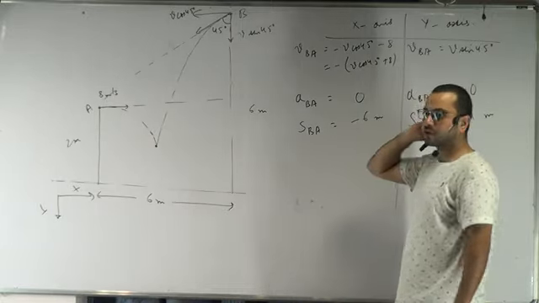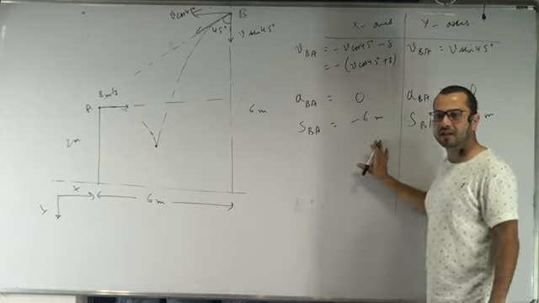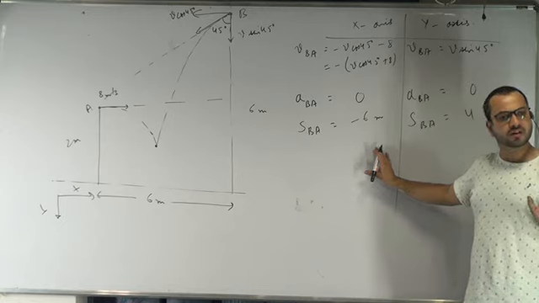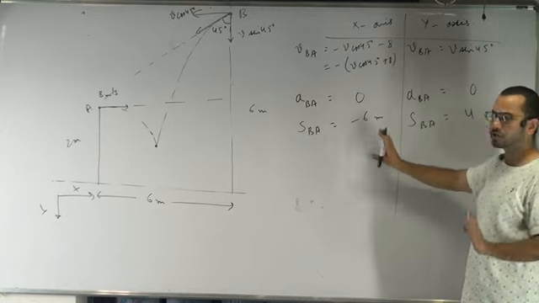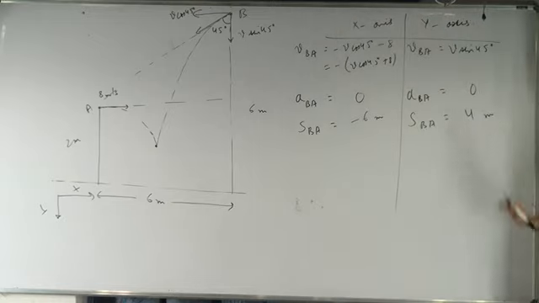You can write it in terms of I cap and J cap. Okay, anyway, is there any confusion or not? Are you sure? Is that clear to everyone? The sign also? Okay. So displacement of B with respect to A, displacement of B with respect to A.